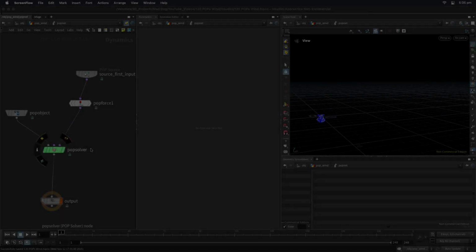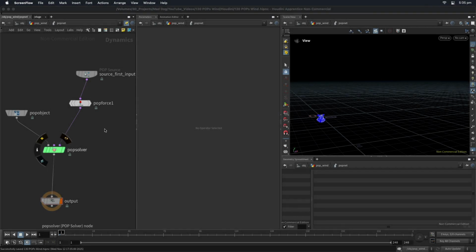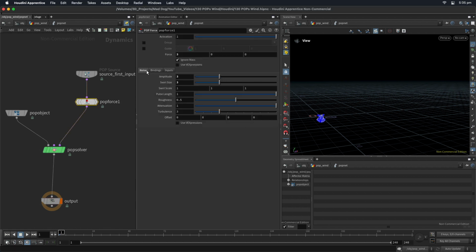Hello everybody, so today I want to look at another force node, and this time I'm going to look at the pop wind. So we looked at the pop force in the last lesson, and if you remember it had these noise variables that we could add, and it had this force here that we looked at. In this particular case it gave this effect.